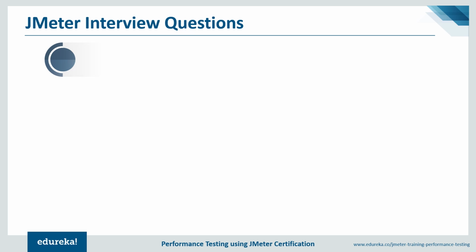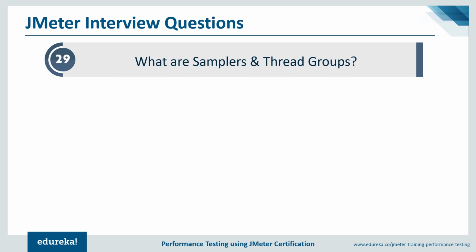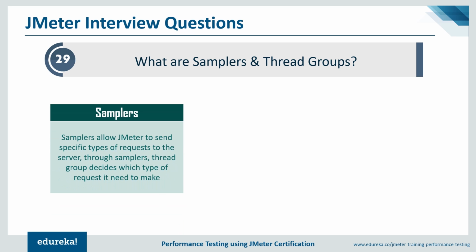Now the next question is, what are samplers and thread groups? Samplers and thread groups are two important elements of JMeter while we are performing any test using this tool. So let's have a look at what samplers are. Samplers basically allow JMeter to send specific types of requests to the server. The thread group decides which type of request it needs to make. Now let's have a look at what thread groups are.